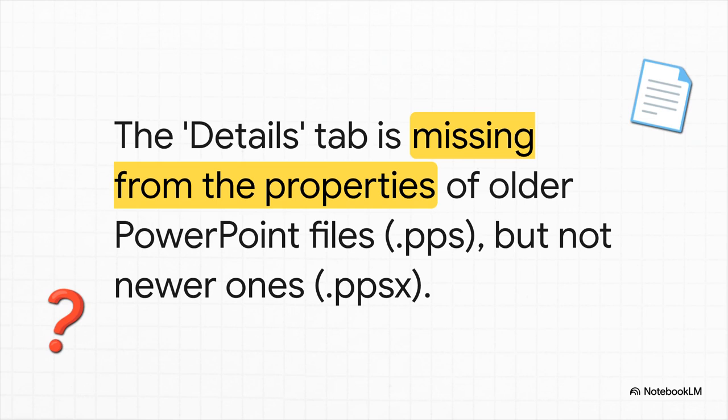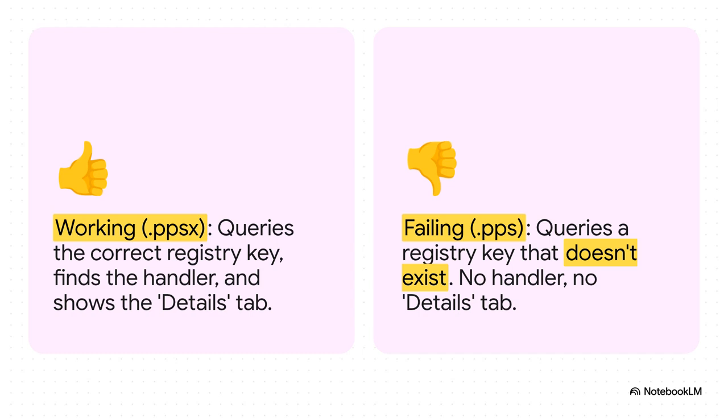On the very same computer, if you looked at the properties for a new PowerPoint file, a .ppsx file, you'd see the Details tab. But if you looked at an older .pps file, that tab was just gone. A feature just vanished, but only for one specific file type. So what on earth is the difference? This is where you have to get clever.